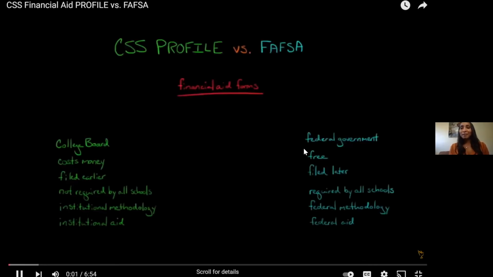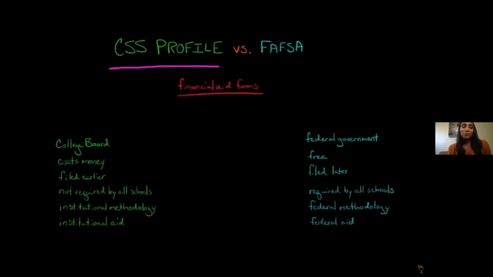In this video, we're going to discuss the difference between the CSS financial aid profile and the FAFSA form. Both of these are financial aid forms, but there are some important differences. First of all, the CSS profile is administered by the College Board, whereas the FAFSA is administered by the federal government of the United States.